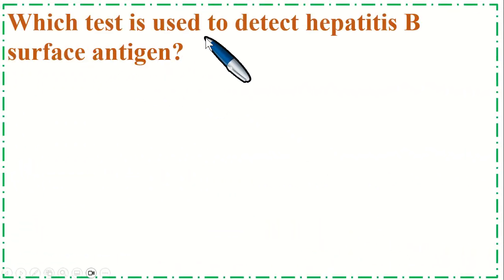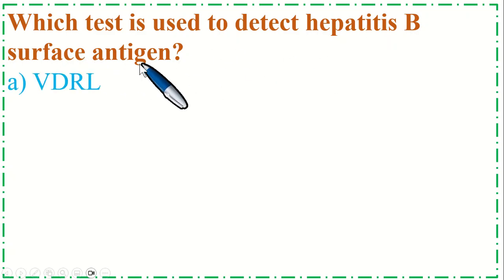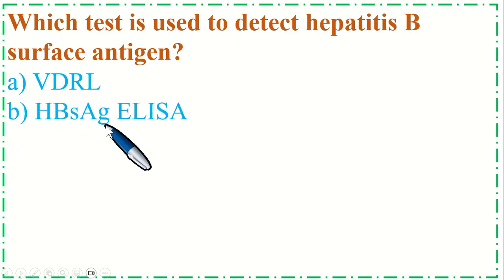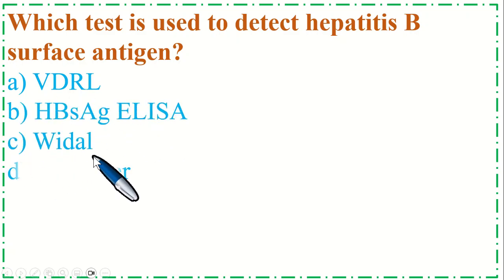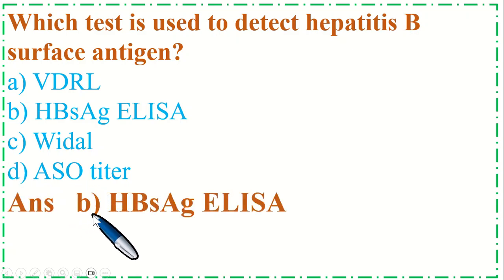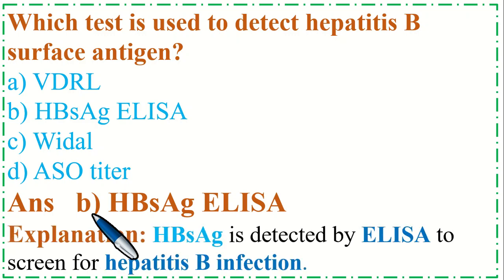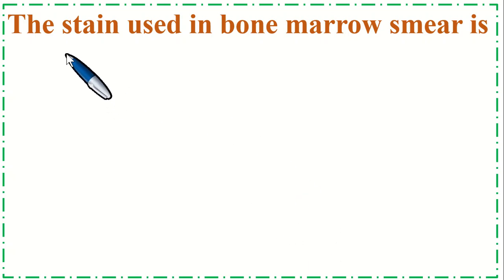Which test is most used to detect hepatitis B surface antigen? Option A VDRL, B HBsAg ELISA, C Widal, and option D ASO titer. So the correct option is B, HBsAg by ELISA test. HBsAg is detected by ELISA to screen for hepatitis B infection. So this is a very important MCQ.